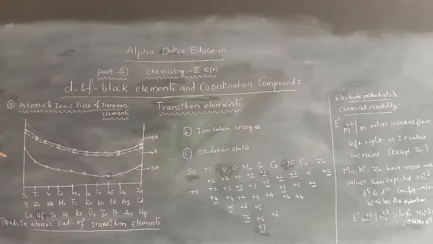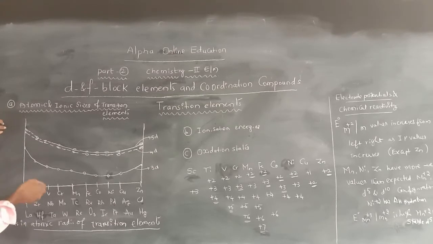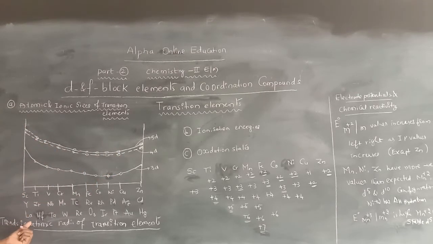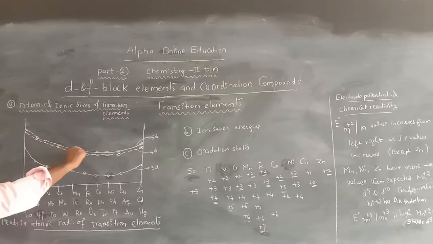Next are the remaining elements: yttrium, zirconium, niobium, molybdenum, technetium, ruthenium, rhodium, palladium, silver, cadmium, and then the 5d series elements. These graph trends express the size of the 4d and 5d series elements. When compared with the first 3d series elements, the sizes of the 4d and 5d series elements are somewhat closer. This is based on this graph.